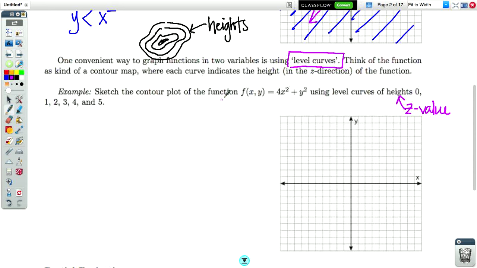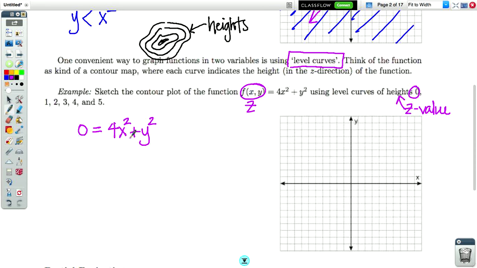So I'm just going to say, well, since f of x, y, remember this is the same as z, everywhere I see my f of x, y, or z, I'm just going to put a 0 to start with. So I'm going to start with this height of 0. So 0 equals 4x squared plus y squared. So we have to think about what this is. What does this graph look like? So 0 equals 4x squared plus y squared. What would give us those values?